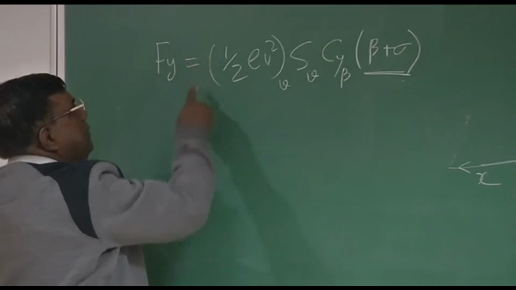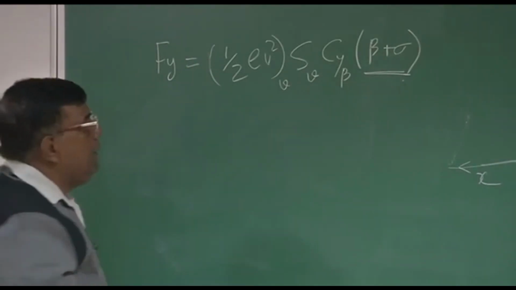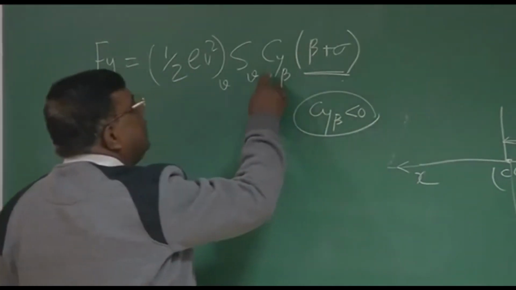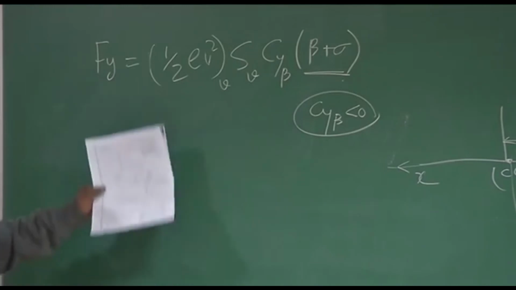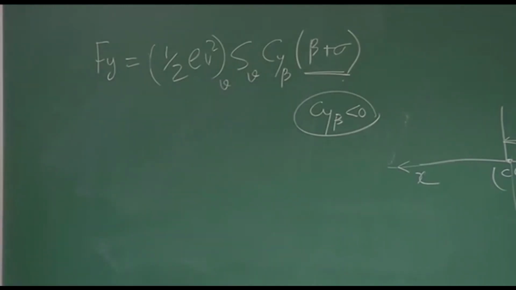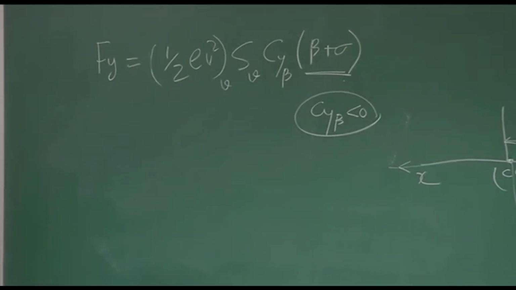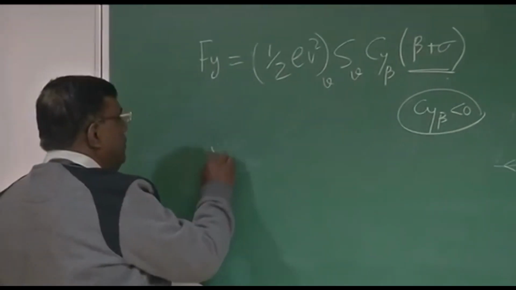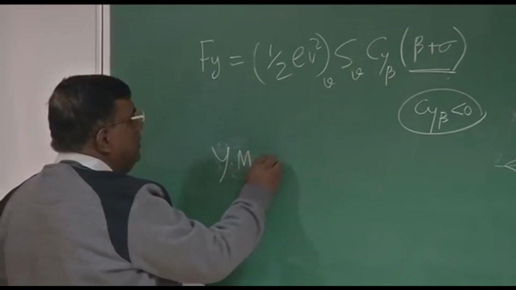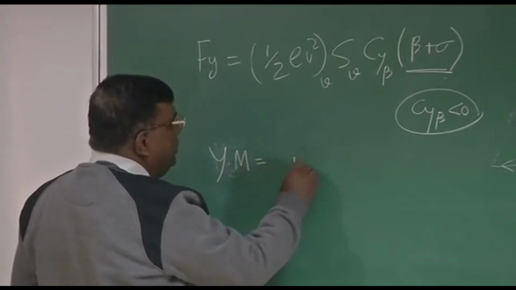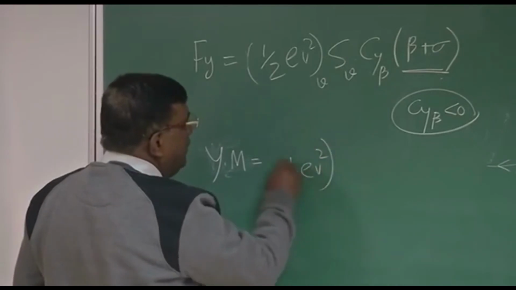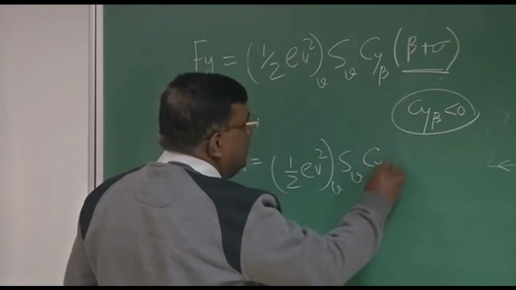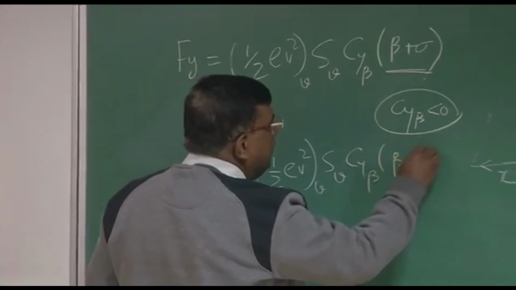But I don't see any negative sign here. But you know that Cy beta is less than 0, so that is taken care of by the value of Cy beta. If I put the Cy beta value say minus 0.3 or minus 0.6, the Fy will be negative. Okay? Now, for your clarity, the yawing moment about Cg will be half rho v square at the vertical tail, S vertical, Cy beta into beta plus sigma.